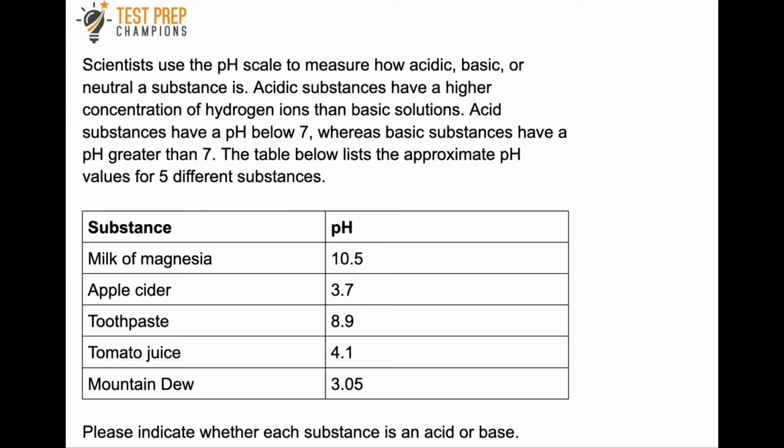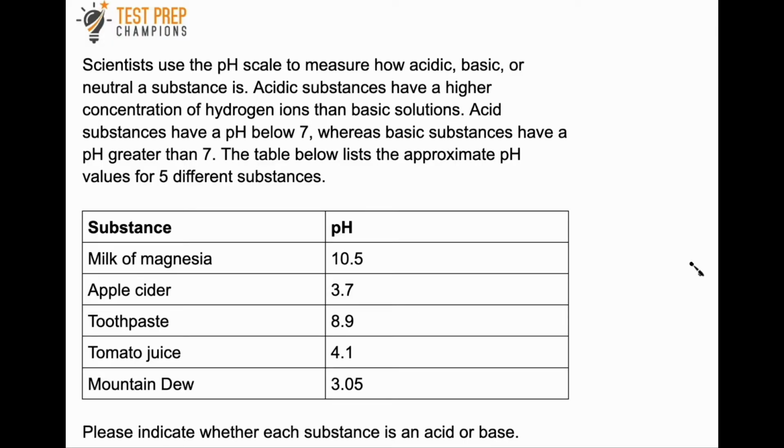Scientists use the pH scale to measure how acidic, basic, or neutral a substance is. Acidic substances have a higher concentration of hydrogen ions than basic solutions. Acid substances have a pH below 7, whereas basic substances have a pH greater than 7. The table below lists the approximate pH values for 5 different substances. And it says, please indicate whether each substance is an acid or a base. So now's your chance if you'd like to pause the video, try to figure this out, and whenever you're ready, we'll go over the answer.